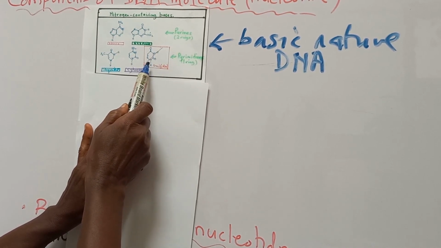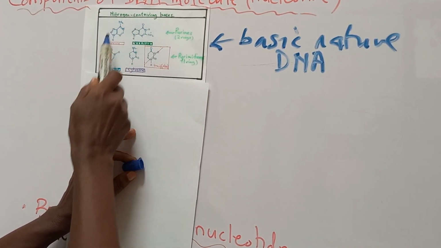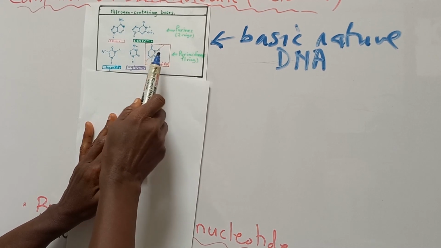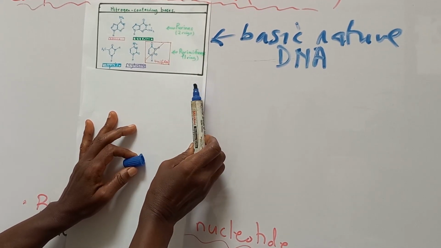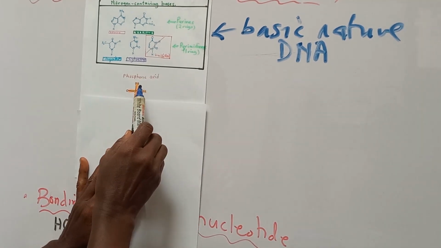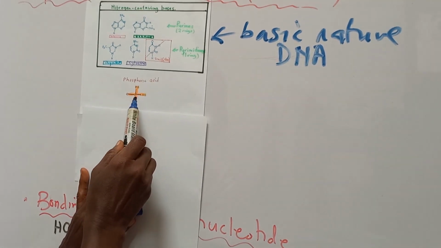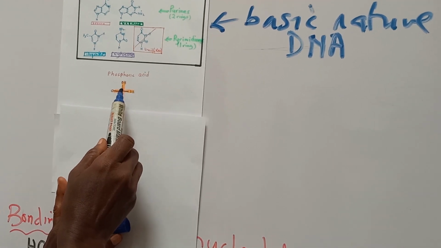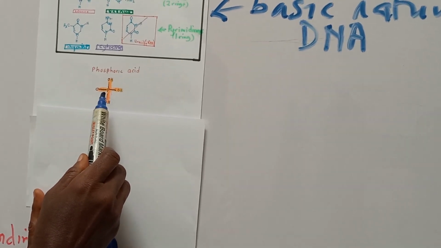That's why I ran a pen through it. Let's not worry ourselves about the chemistry of it now. We'll talk a bit about it as an appendix in this lesson. Then phosphoric acid as one of the components. And this is the structural formula of phosphoric acid.